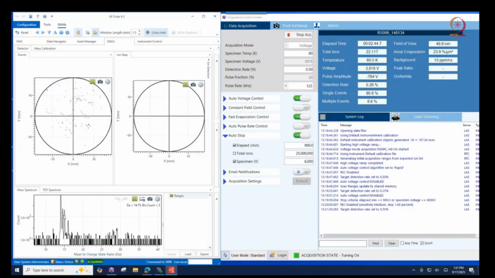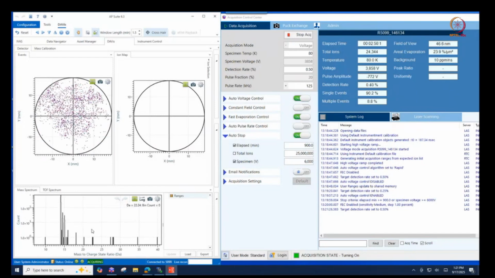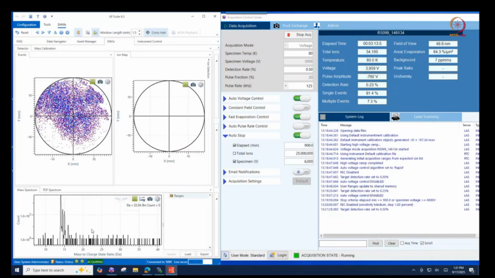Okay, so right now we are running the samples in voltage mode. Now let us try to understand the effect of pulse fraction on the data acquired in the voltage mode. Right now we are using a pulse fraction of 20%. Let some data get acquired, and we'll see. We can see the peak again appearing at 14. I have reset the detector event map as well as the mass spectrum. So this data was collected at 20% pulse fraction.